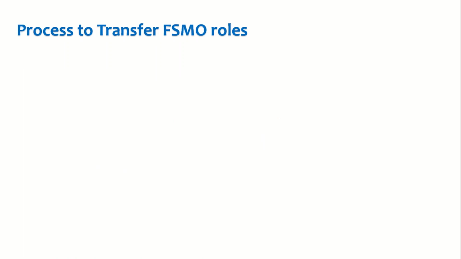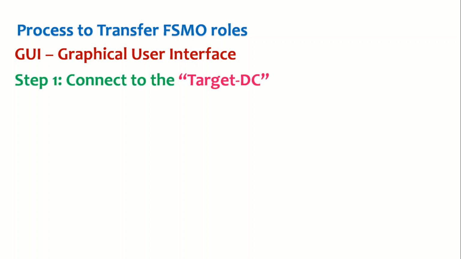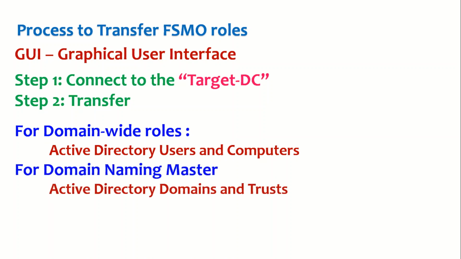So let us understand the process now to transfer FSMO roles. Let's understand how we transfer the FSMO roles using the graphical user interface. Step number 1, connect to the target domain controller, and step number 2, transfer. It is that simple. Now for domain-wide roles, we will use the Active Directory Users and Computers console to transfer all the domain-wide roles. For the domain naming master, using the graphical user interface, we will use Active Directory Domains and Trusts to transfer our domain naming master.